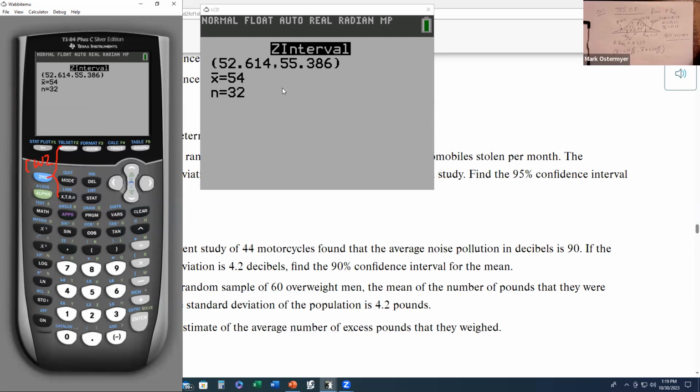And there it is. And so we are 95% confident that the average number of automobiles stolen per month for the entire population, which is going to be for many months, many years, on average would be about 52.6 vehicles to 55.4 vehicles per month. And we're 95% confident in saying that the population mean number of vehicles stolen per month lies in this interval. Okay. Everybody get that? Any questions on that? That's how you build a Z interval or confidence interval for an unknown population mean.